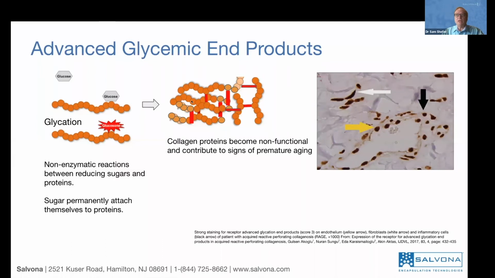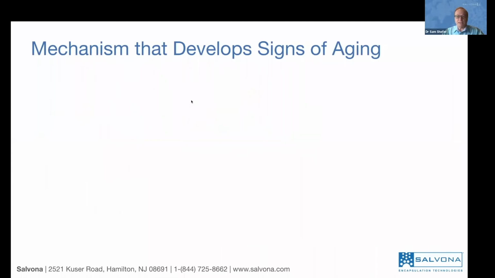This is called advanced glycation end product, or in short, AGE. And you can see in the picture, people can see it under the microscope. And there are other ways that you can see it, and I will show you later on. That's why it's called end, because that's the end.